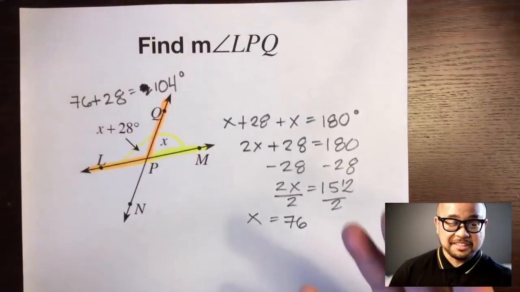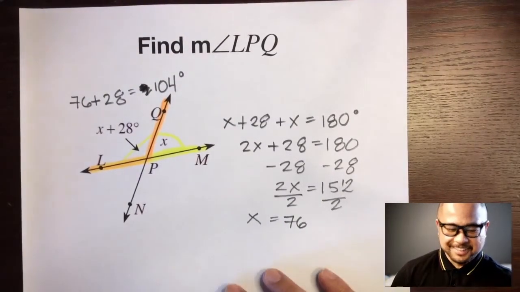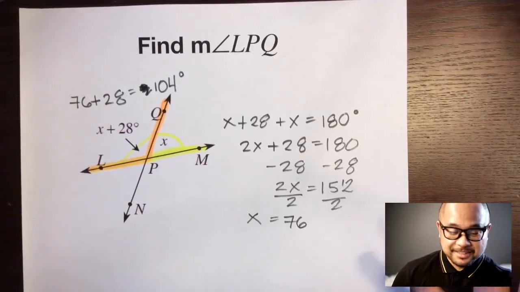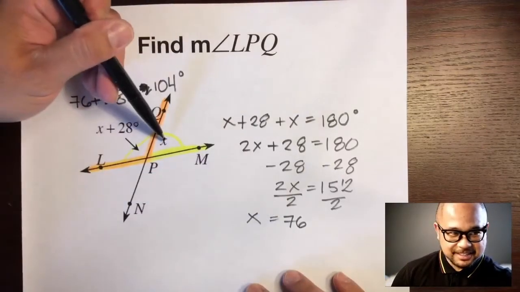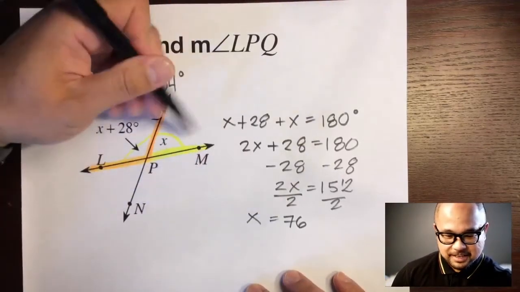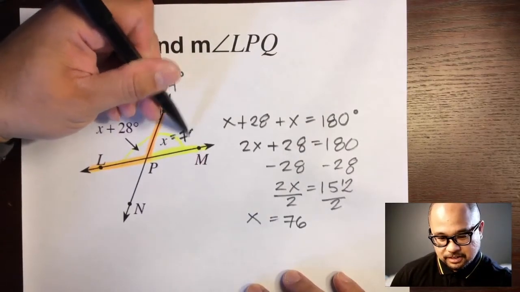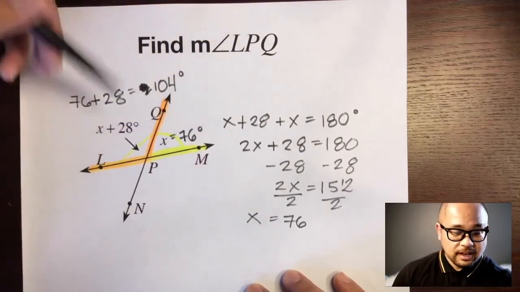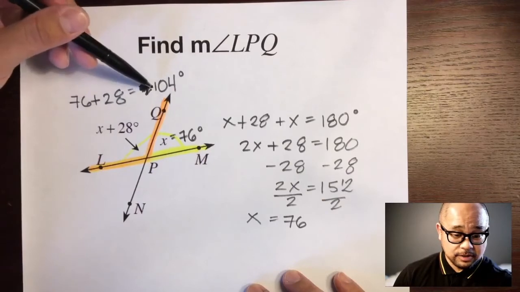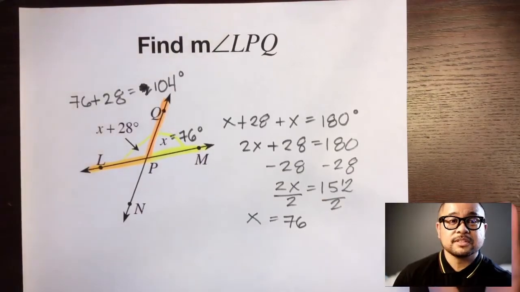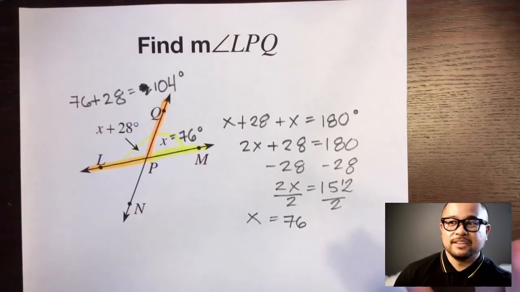Don't ask me how I did that in my head. If you follow that, then great. Otherwise, use a calculator. How do we know that's correct? Well, if we plugged 76 into x, this angle would be 76 degrees, and we know this angle is 104 degrees. 104 plus 76 is once again 180 degrees.